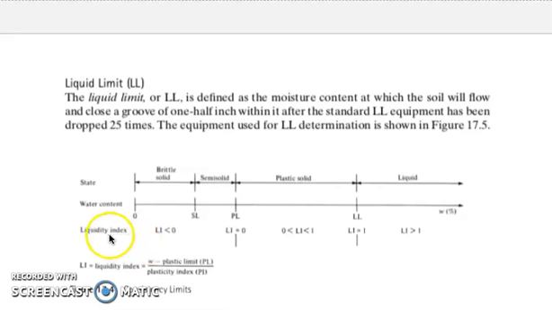You have to take note that the liquidity index also changes. From this portion, the liquidity index is less than 0. On this portion, it is equal to 0. On this part, the liquidity index is greater than 0 but less than 1. On this part, the liquidity index is equal to 1, and on this portion, the liquidity index is greater than 1. So that is how we describe the Atterberg limits or the consistency limits.